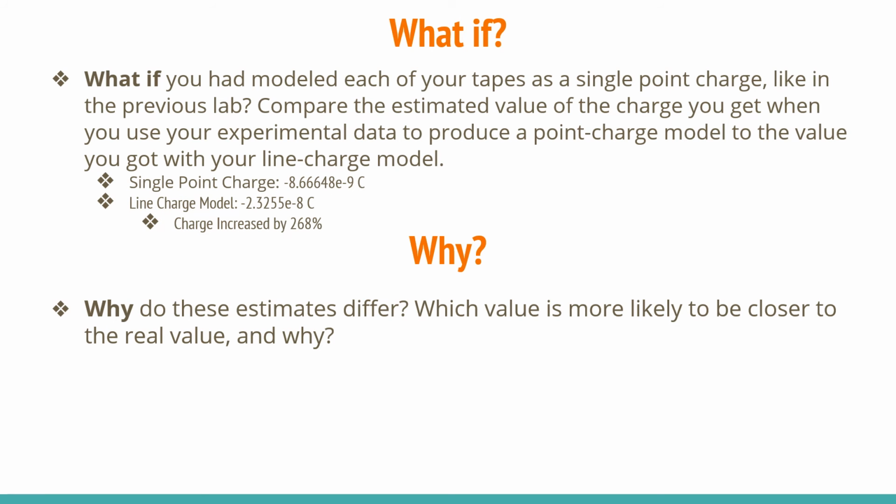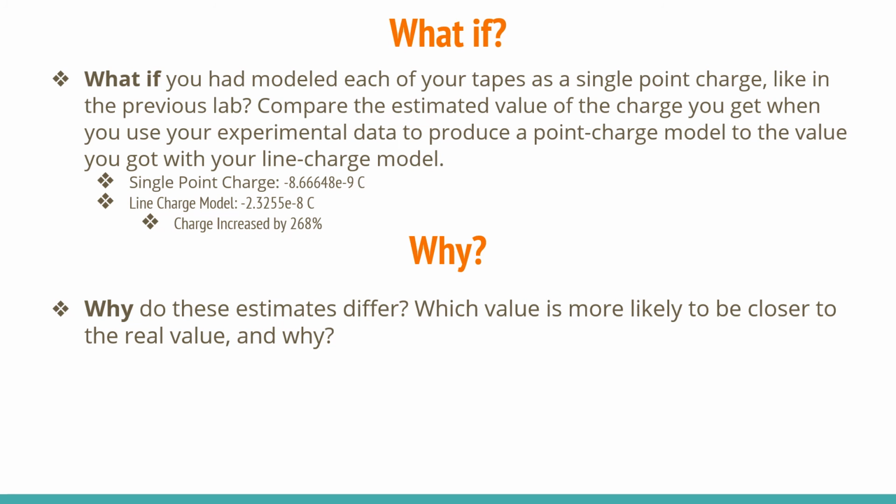If I had modeled each of the tapes as a single point charge, as I did previously, I could expect a smaller value for the charge Q. When treated as a point charge, Q was negative 8.66 times 10 to the negative 9th coulombs, while the line charge model gave a Q value of negative 2.3255 times 10 to the negative 8th coulombs.